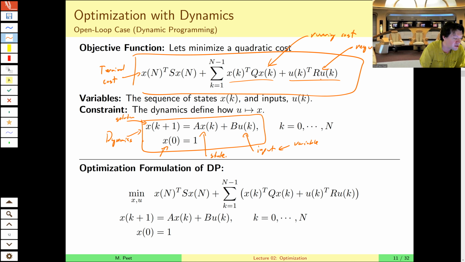So what are our variables now? Well, clearly our variables are our inputs. But there's something else which appears. How do we map this relationship between our inputs and our states? Well, the only obvious way to do that is to make our states themselves variables. So one way of thinking about it is to make the states variables.